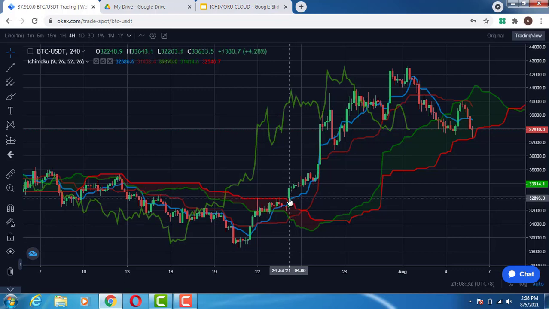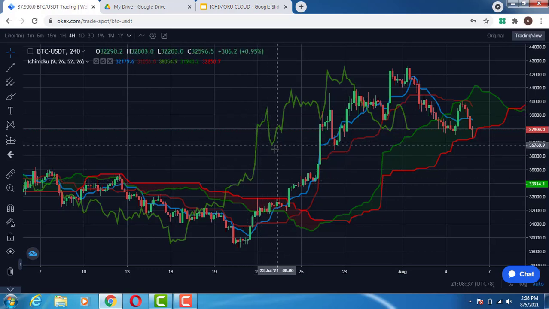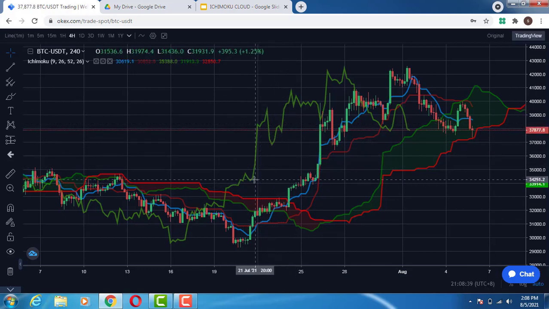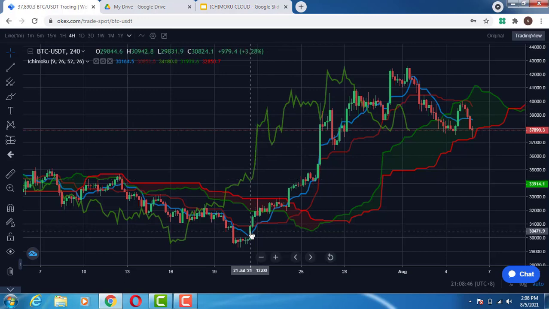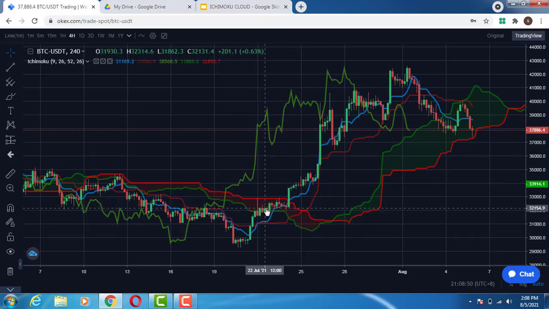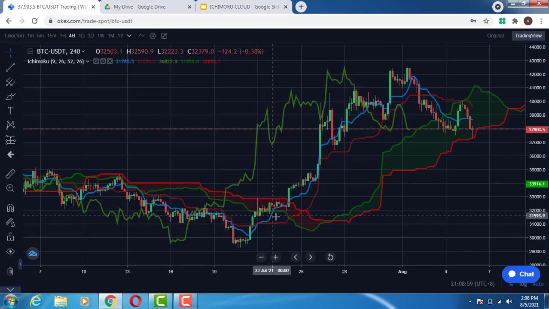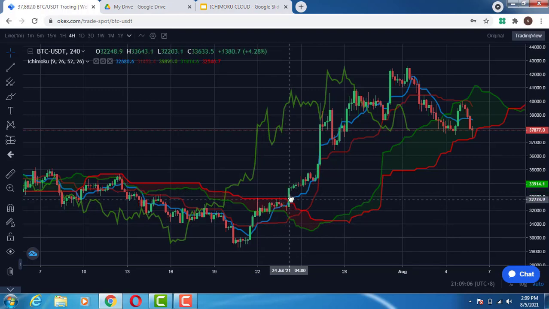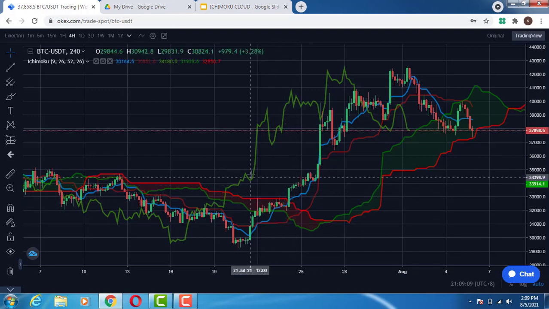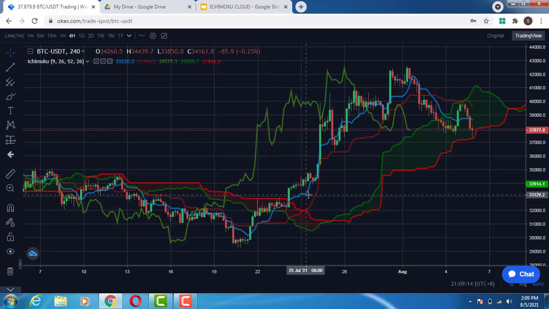I repeat the strategy again. Number one, you have to ensure that the green line, which is the lagging span, has to be above the chart. In the case of a buy, the chart has to be above the cloud, that is up. You have to ensure that the blue line is above the red line. So in this case, our condition is satisfied with this very candle right here. If you look at it, this green line is above, and then the blue line is already above the red line, and then the cloud is down and the chart is above.